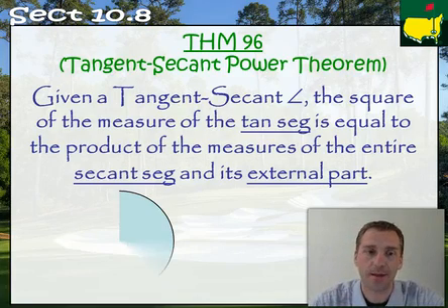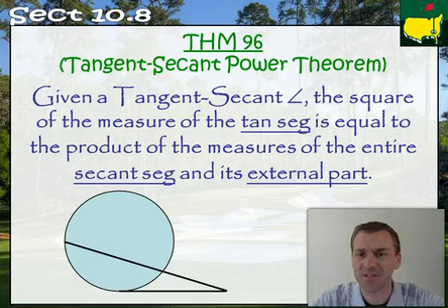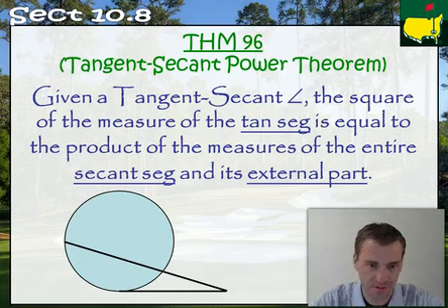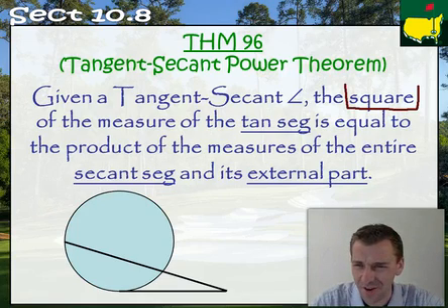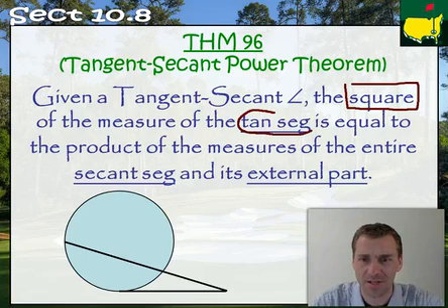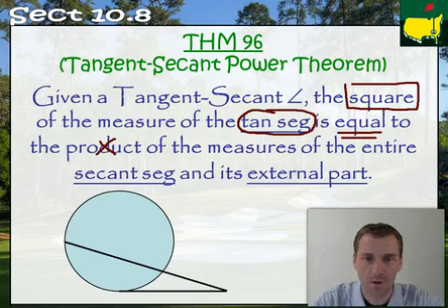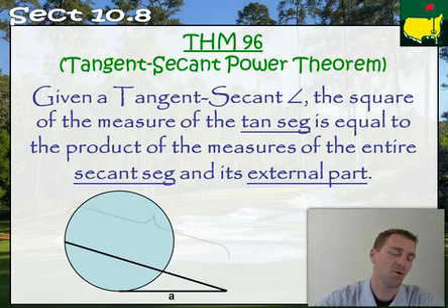Tangent secant power theorem says, hey, if we have a tangent secant angle like you see down here, we got ourselves a tangent and we got ourselves a secant. Lovely. It says, oh boy, here we go. The square of the measure of the tangent segment, it's underlined for a reason, is equal to the product, meaning multiplication, of the measures of the entire secant segment and its external part.